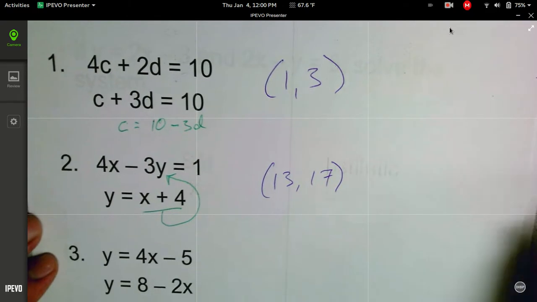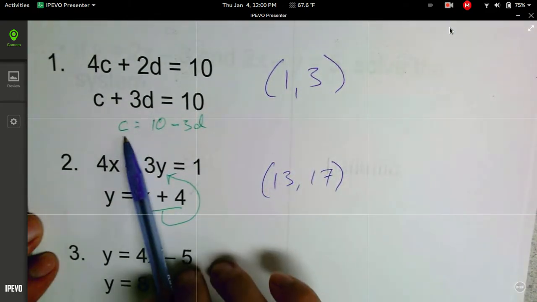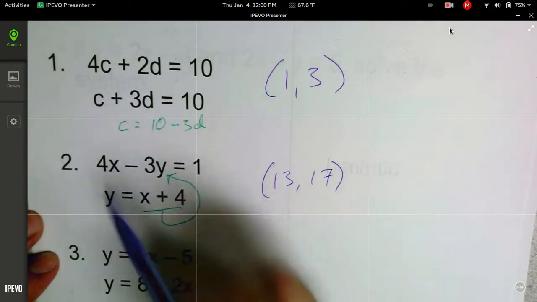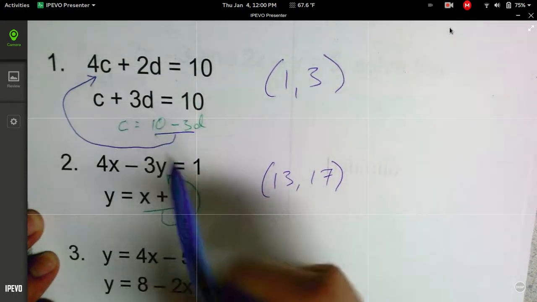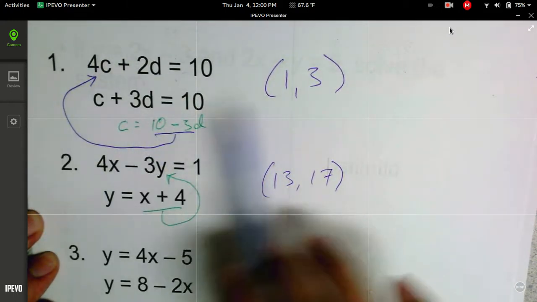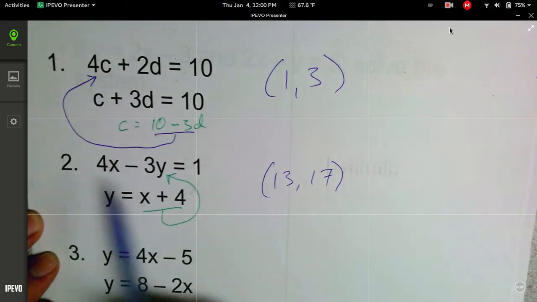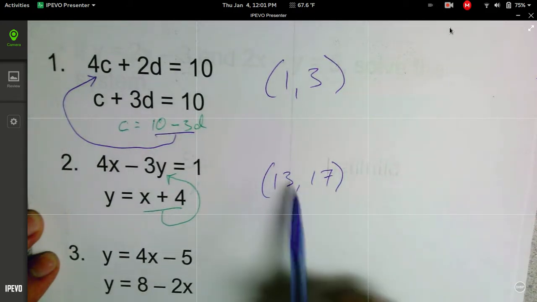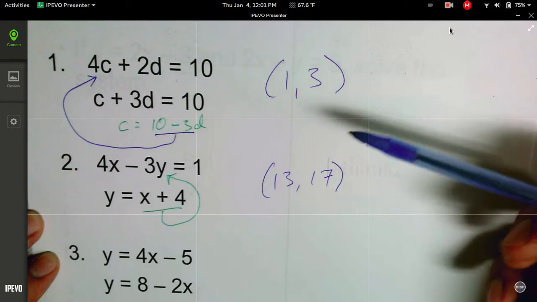Alright, we're back. So the answer to the first 2 problems, you should have gotten 1, 3 when you plugged in. You take c here, you plug it into the other equation, so we'll take this value here, we'll plug it into c here, solve for d, you'll end up with 3 for d, plug it back in here, and you'll get c is equal to 1. For number 2, you should end up with the point 13, 17 for x and for y. Okay. If you guys didn't get those, give those a try. If you need me to, I can go through these in class.